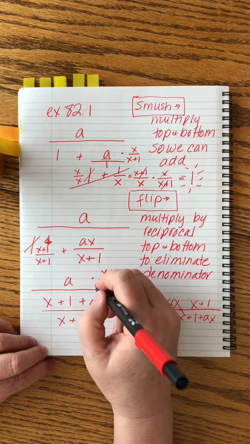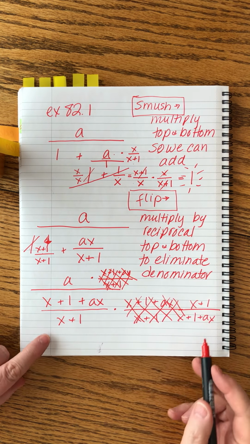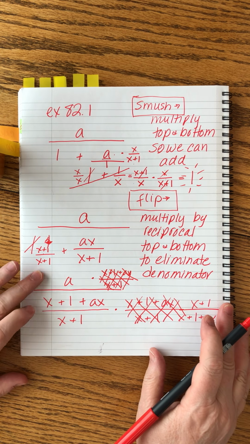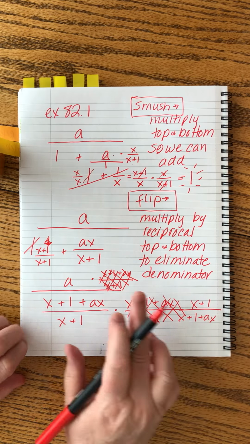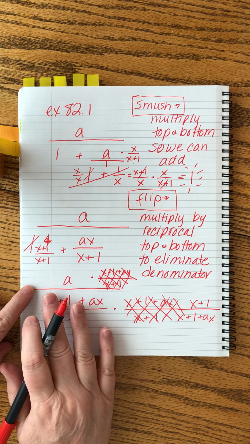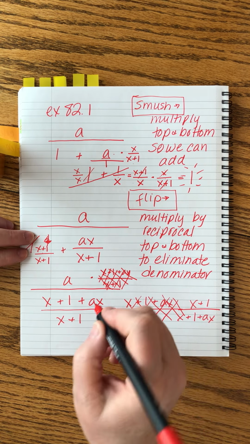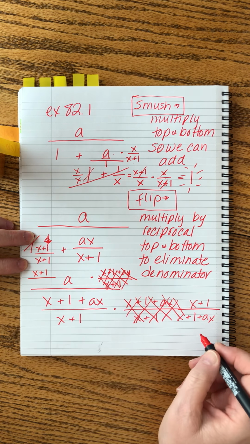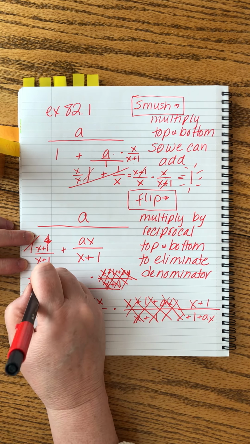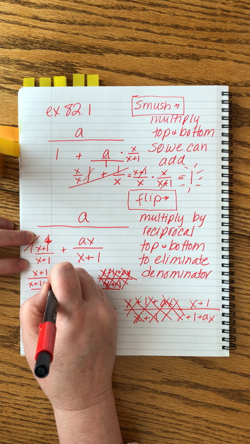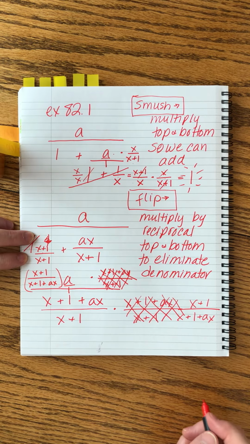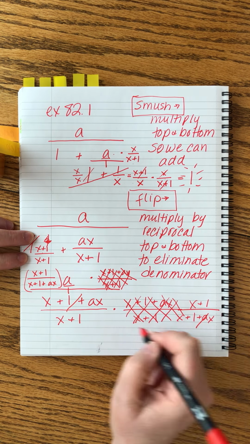Because now I can properly cancel that. But before I cancel it and chop it out, I'm going to write it. This time I'm going to write it over here. Normally I would put it here, but I made a mistake. So now it is x plus 1 over x plus 1 plus ax. And that is all being multiplied by a over 1. Now I have proper cancelage.